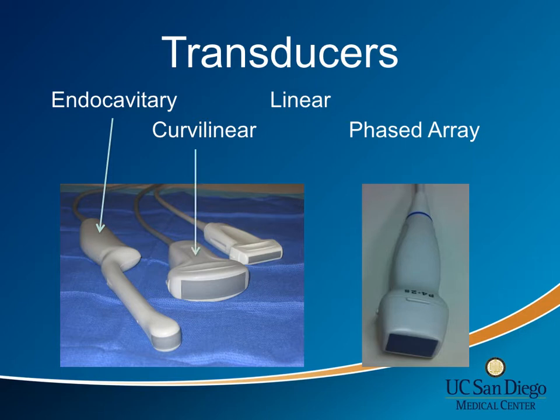The curvilinear probe is in most ways similar to a phased array probe but has a larger footprint. This can be useful when evaluating larger patients or trying to displace bowel, but can make it difficult to fit between rib spaces.